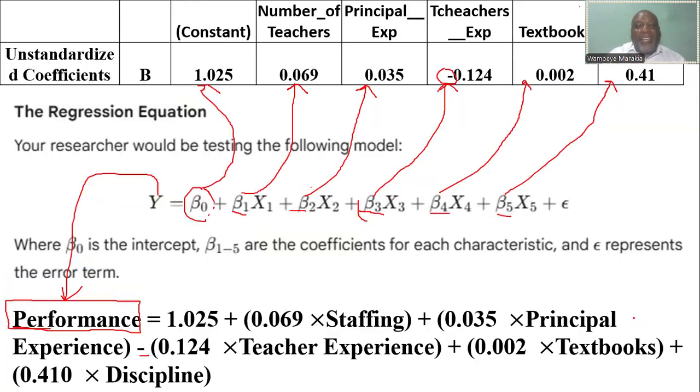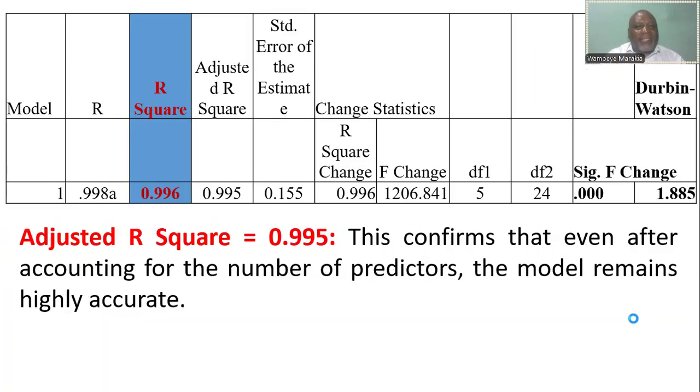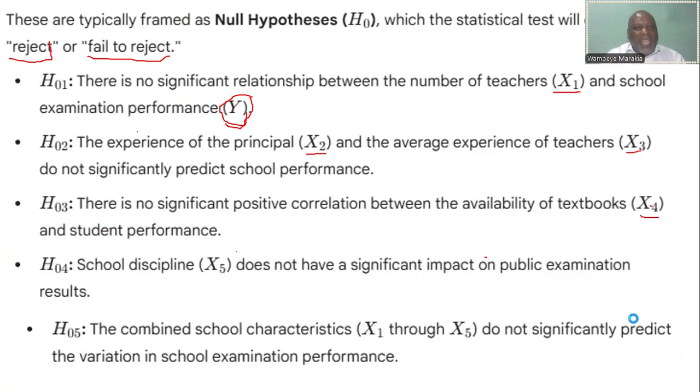Remember the null hypothesis we are having? Let's go back and see our null hypothesis. There is no significant relation between the number of teachers and school examination performance. So when we reject this one here, then it means we will say there is a relationship between the number of teachers and school performance, the teachers on duty.